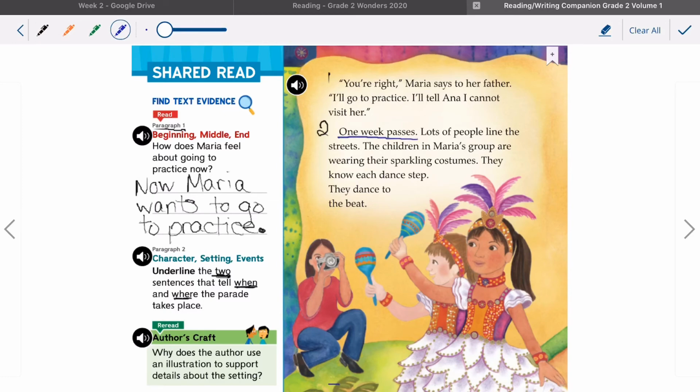Now, where is this parade taking place? Remember at the beginning, they were in the kitchen. They're not in the kitchen anymore. That's right. The people are in the streets, but we want the whole sentence. Lots of people line the where? The streets.